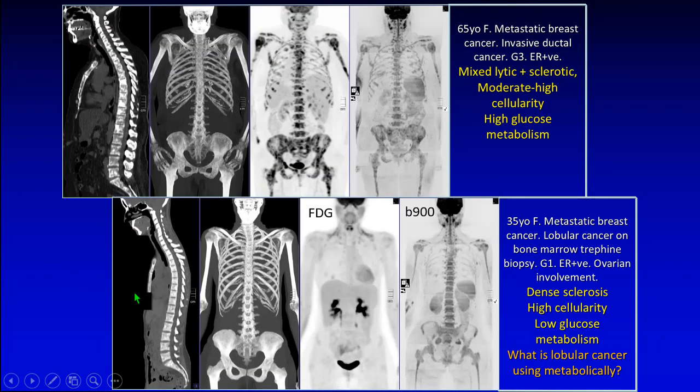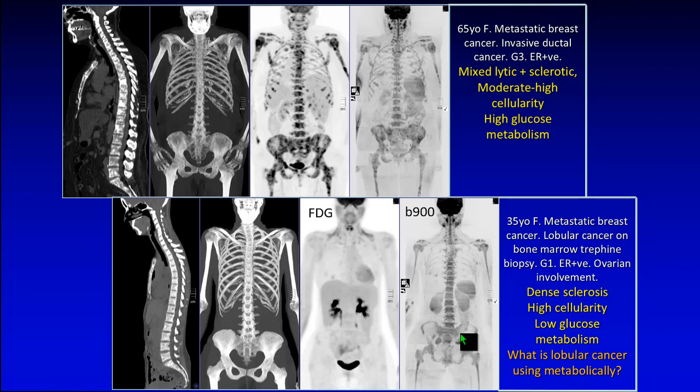So if you look at this patient with breast cancer, you can see this top patient here has invasive ductal cancer. The PET scan is positive, the MRI scan is positive. Look at this patient with lobular cancer. The PET scan is negative, but the diffusion scan is positive.